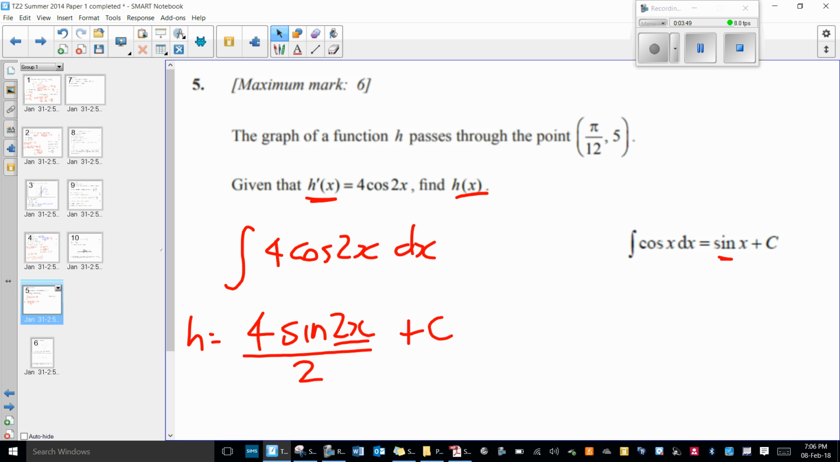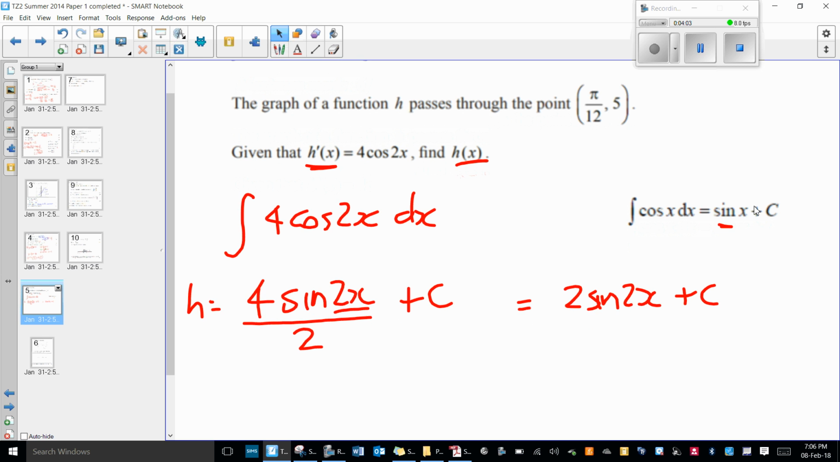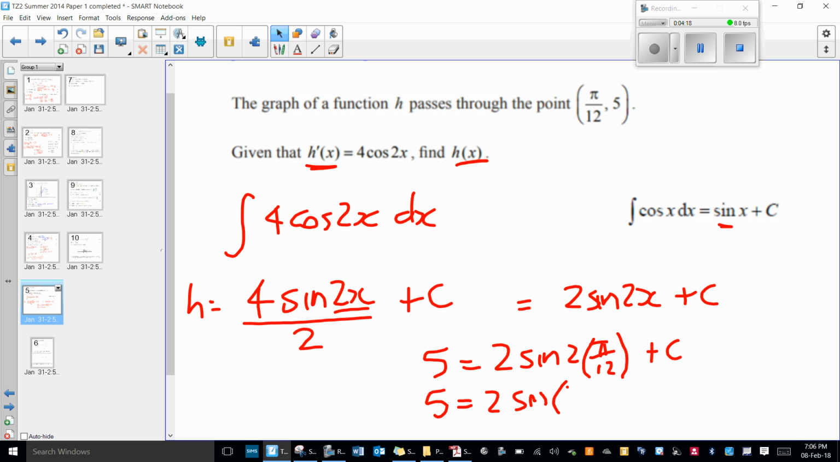Doing some simplification, so we've got equals 2 sine 2x plus c. We now know it goes through this coordinate here, so we would say 5 equals 2 sine 2 pi over 12 plus c. 5 equals 2 sine pi over 6 plus c.